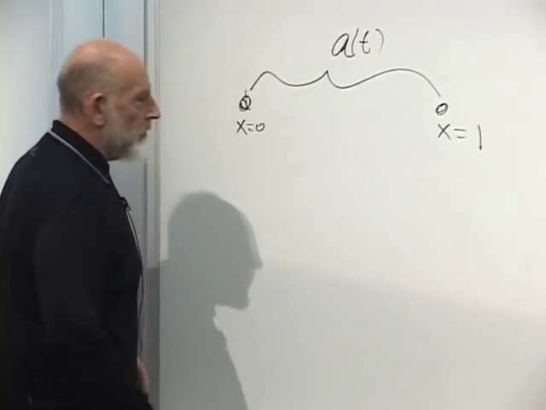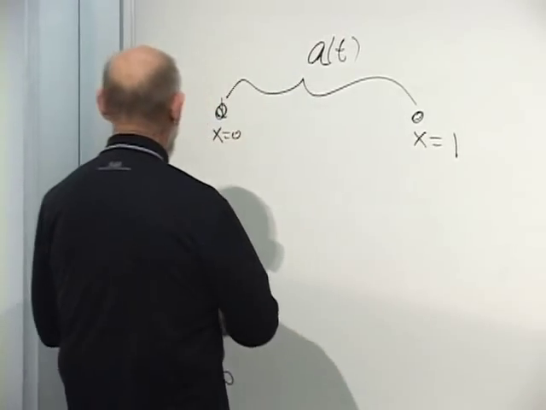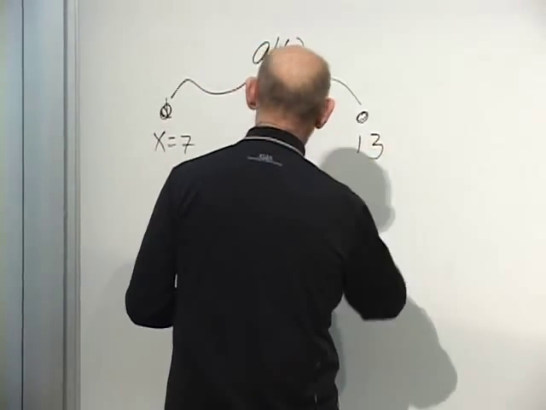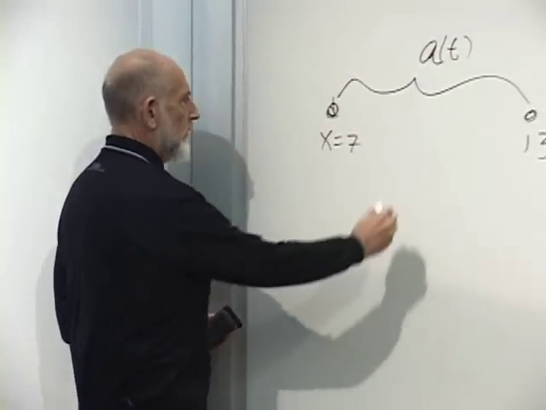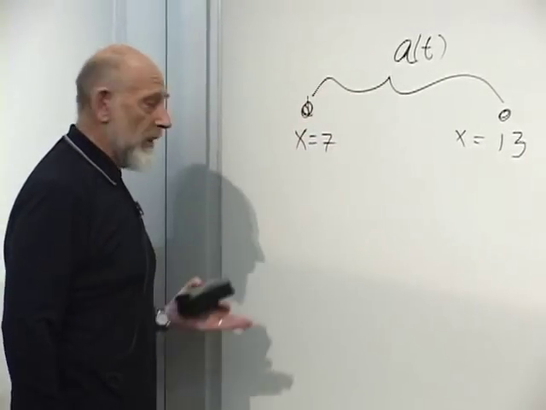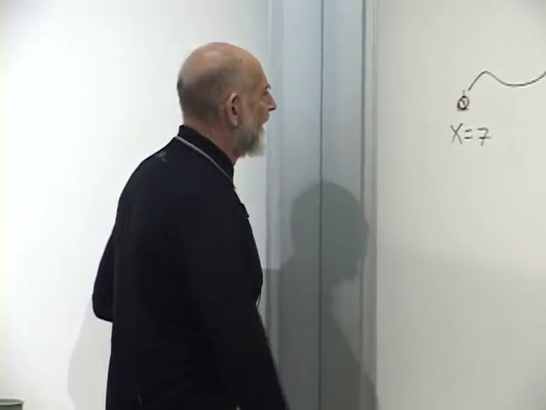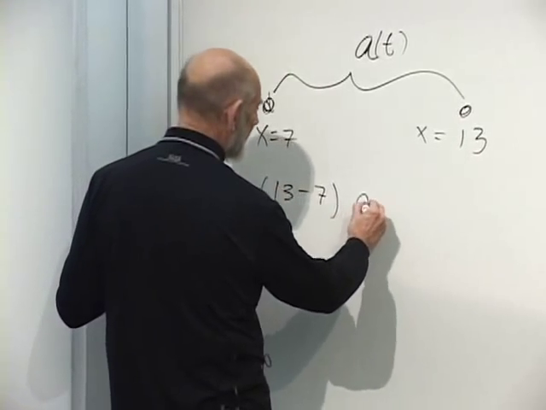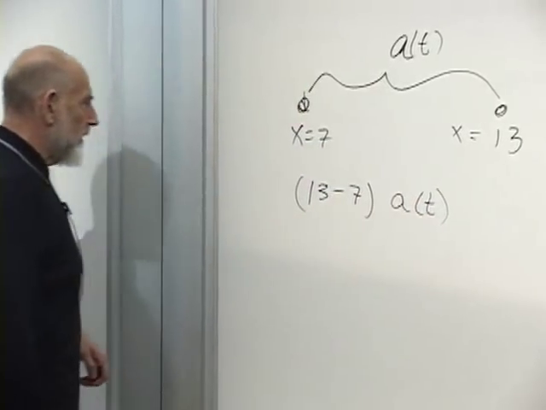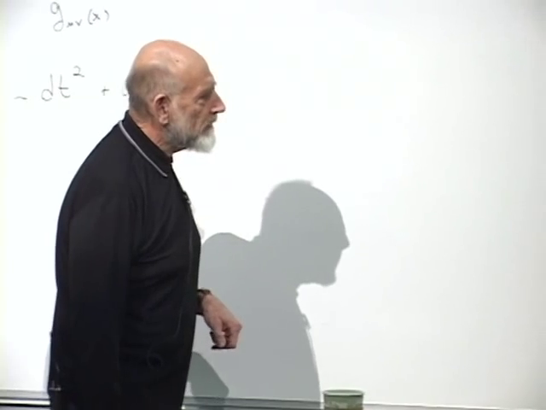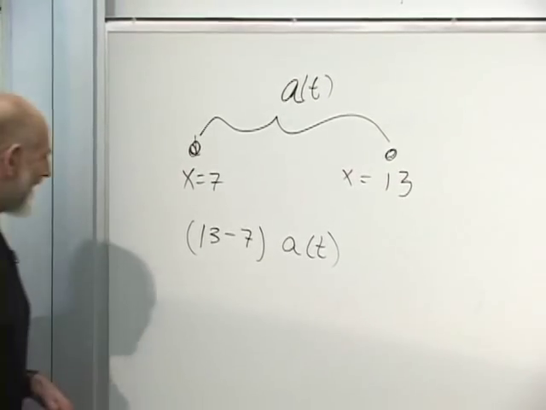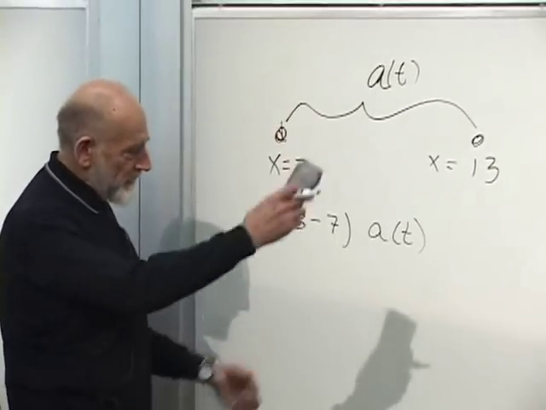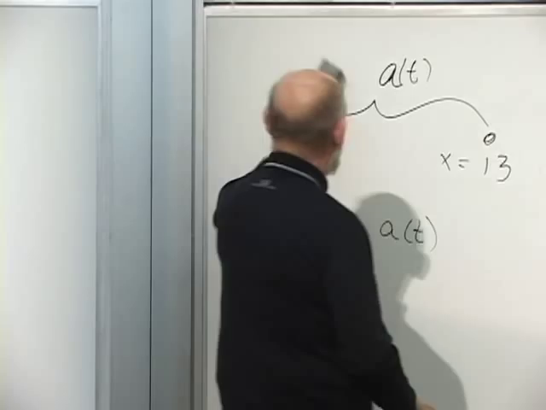It doesn't matter if they're separated by 1 unit or 2 units. If we want to separate them, let's say this is x equals 7, x equals 13, then the distance between them is delta x times A of t. That's 13 minus 7, which is 6. Thank you. That's the meaning of this metric. They don't have to be on the x-axis. They can be off the x-axis, but you get the idea.